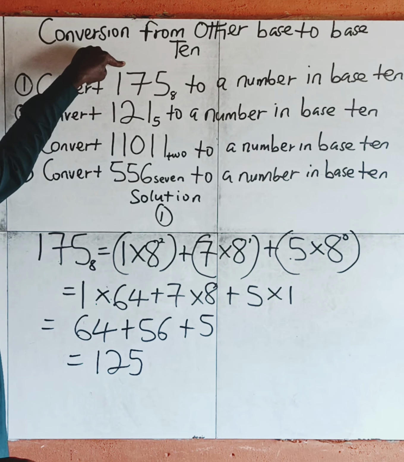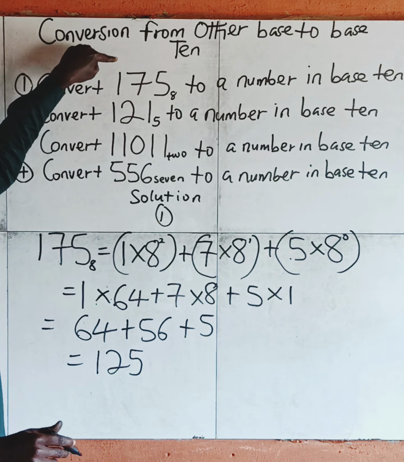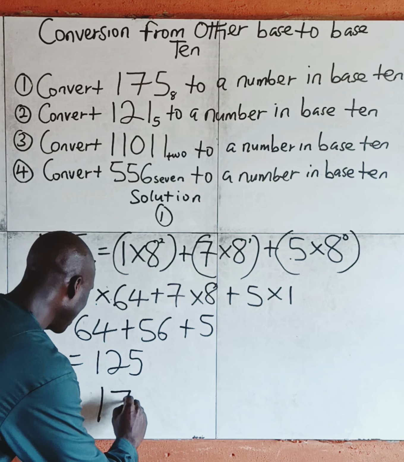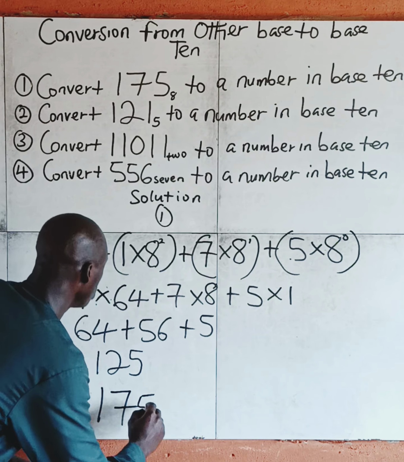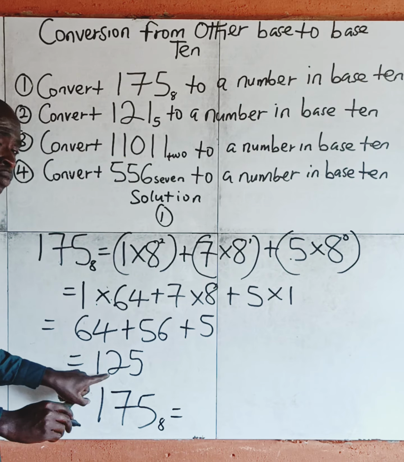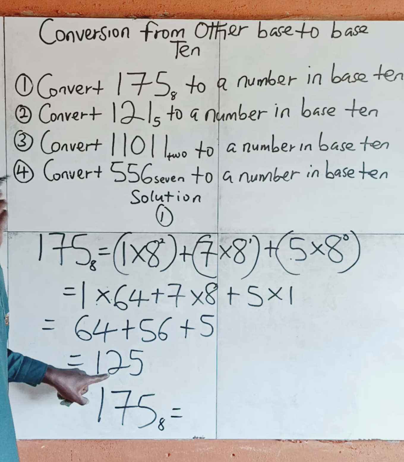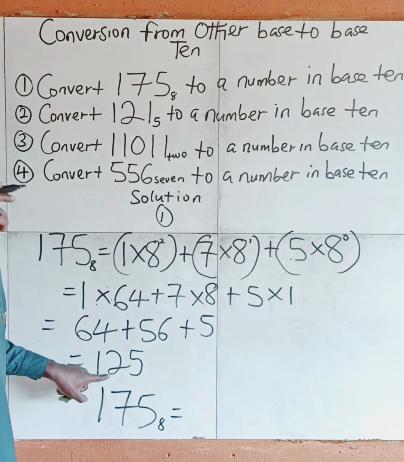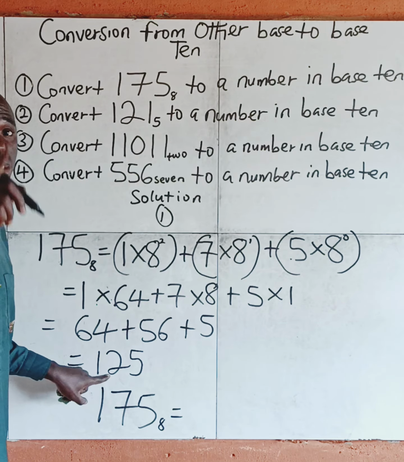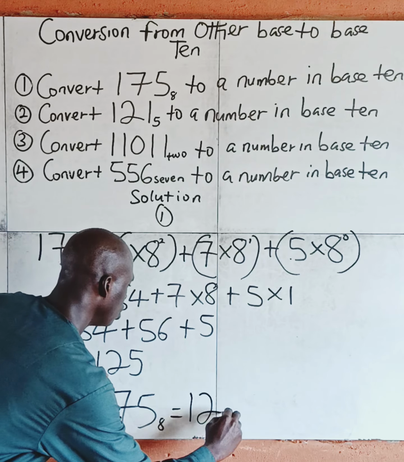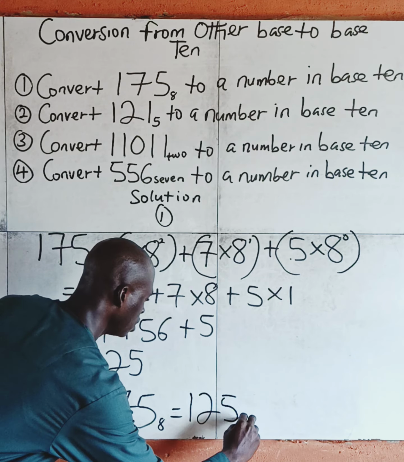You go back to the original question. What's the original question? The original question is convert 175 base 8. So you go back there and rewrite that: 175 base 8 equal to, can you see our answer here? In this topic, whenever you are giving a question without a base, it means that question is in base 10. So you now write your final answer, which is 125 base 10.